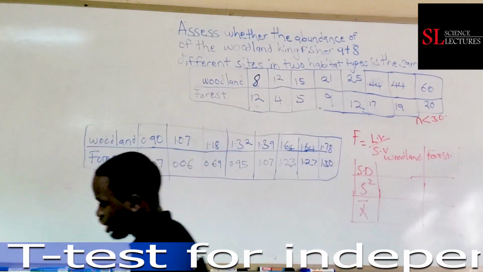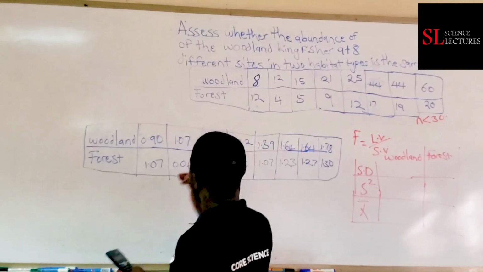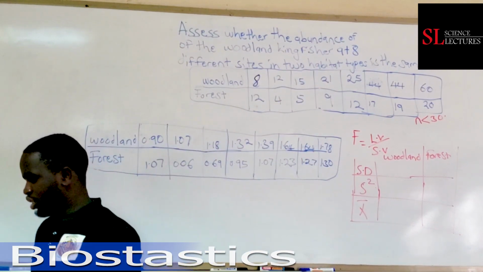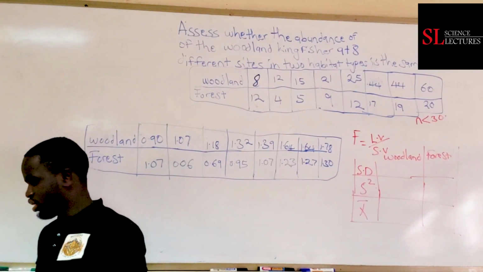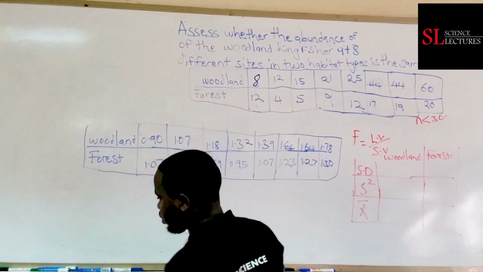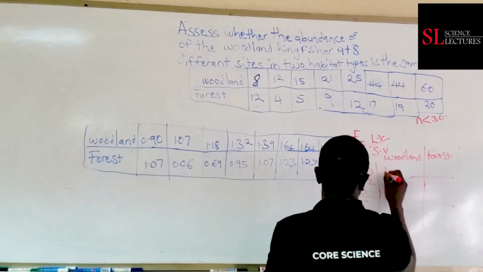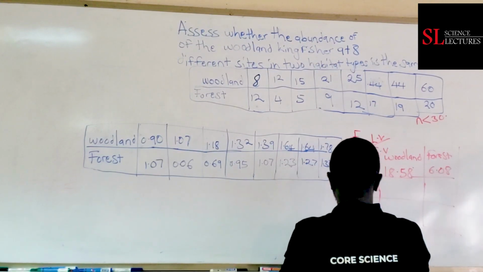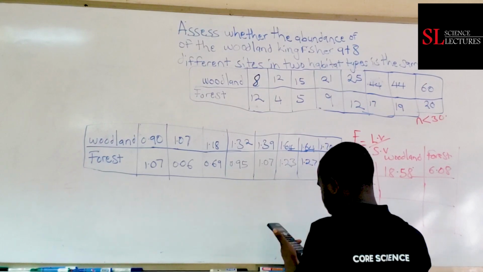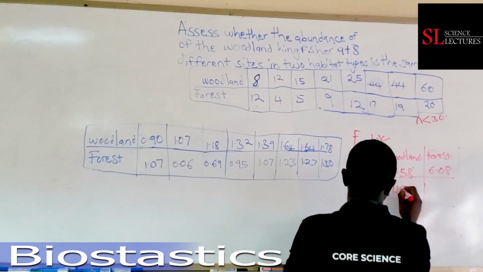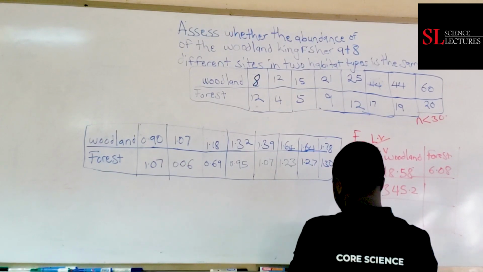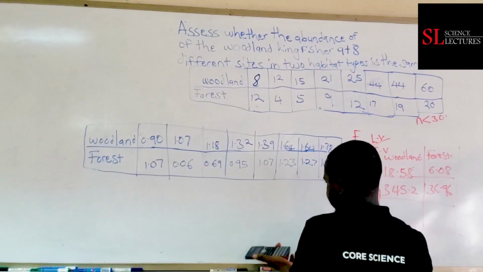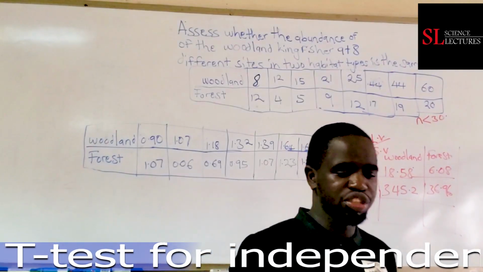So how you use your calculator, I hope you're doing as I'm doing. You add 8 plus 12 plus 15 and the likes, up to when you get both the standard deviations and averages for both. So in this case, my standard deviation is, let me see, 18.58, and this one is 6.08. So 18.58 squared is 345.2. Then 6.08 squared is 36.96. So I'll get the mean in case I find out that the data is normally distributed. If it is skewed, I don't need the mean.